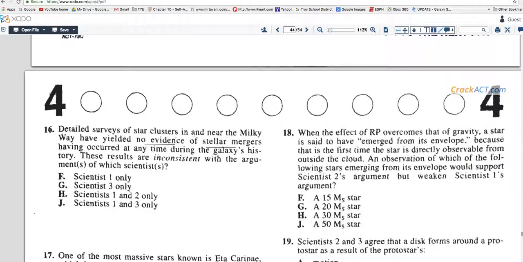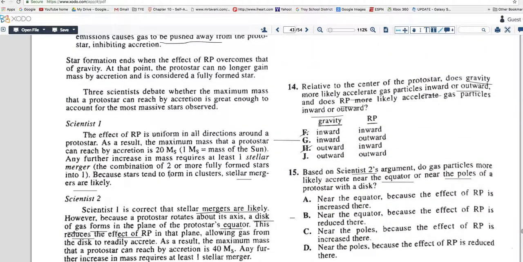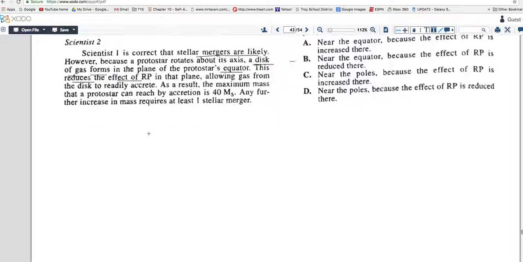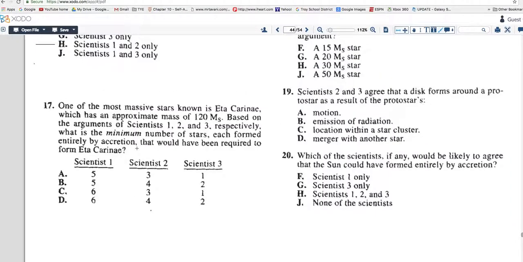Detailed surveys of star clusters in and near the Milky Way have yielded no evidence of stellar mergers. Which one is this inconsistent with? Well, who said stellar mergers are likely? Scientist 1 and 2. Yeah, so this would be very inconsistent with their belief. So it's H. All right, 17. Who can do this? Krishay.